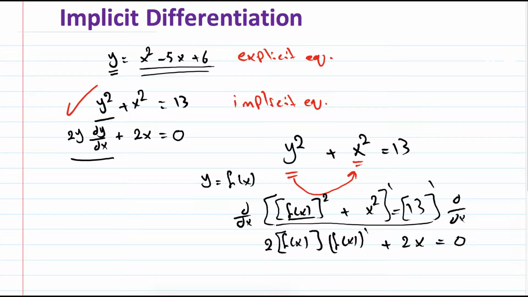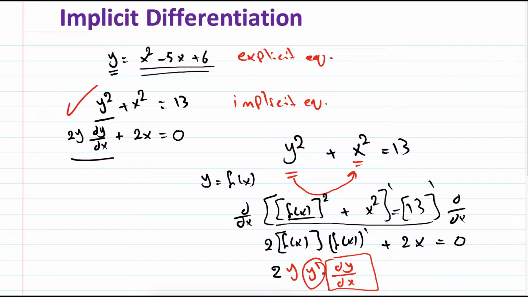So if I change this back into y, f(x) equals y, so I will have 2 multiplied by y, multiplied by y prime, because this is f(x) prime. This y prime that I have right here is just dy over dx. That is why after any y that I differentiate in an implicit differentiation, I put a dy over dx.